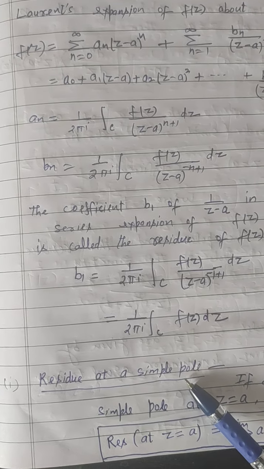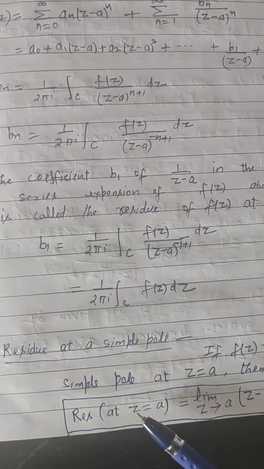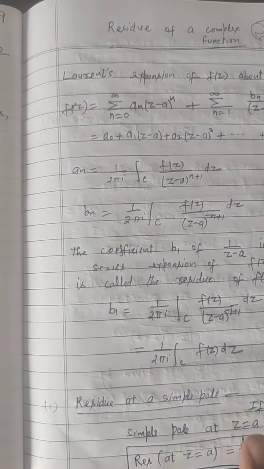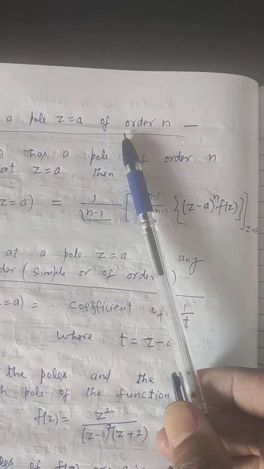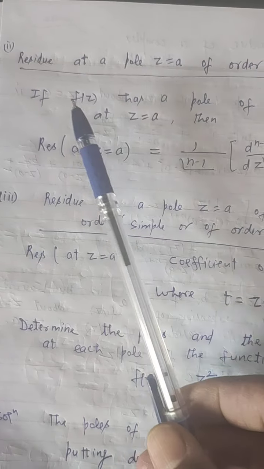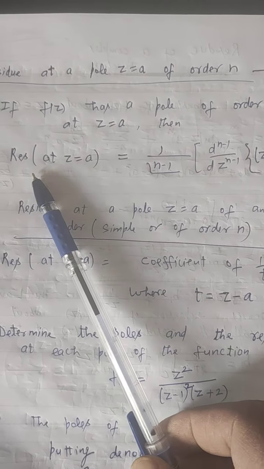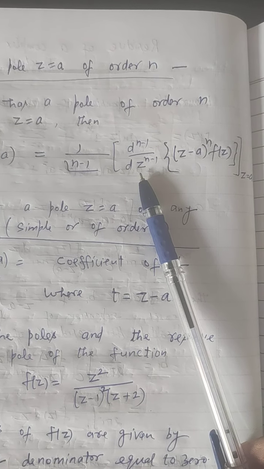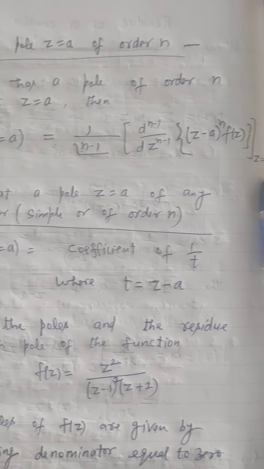How we find residue? First, residue at a simple pole. If f(z) has a simple pole at z = a, then the residue at z = a equals limit z tends to a (z - a) f(z). Next, residue at a pole z = a of order n. If f(z) has a pole of order n at z = a, then the residue at z = a equals 1 upon (n - 1) factorial d^(n-1) by dz^(n-1) of (z - a)^n f(z), and whole value at z = a.